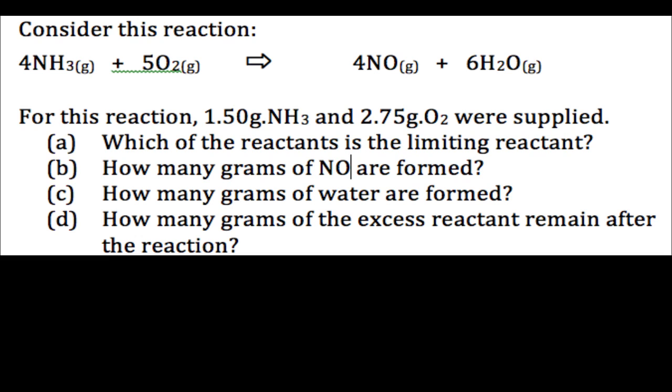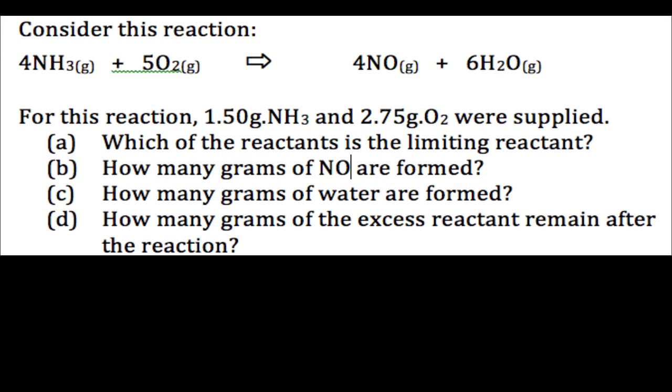Well, now we're going to look at an actual chemistry problem, and this problem is a very typical one. It tells us that we are reacting ammonia with oxygen to form nitric oxide, NO, and water. Notice that the equation is balanced. This is essential. You can do nothing without the balanced equation. We are told that for this reaction we are given 1.5 grams of ammonia and 2.75 grams of oxygen.